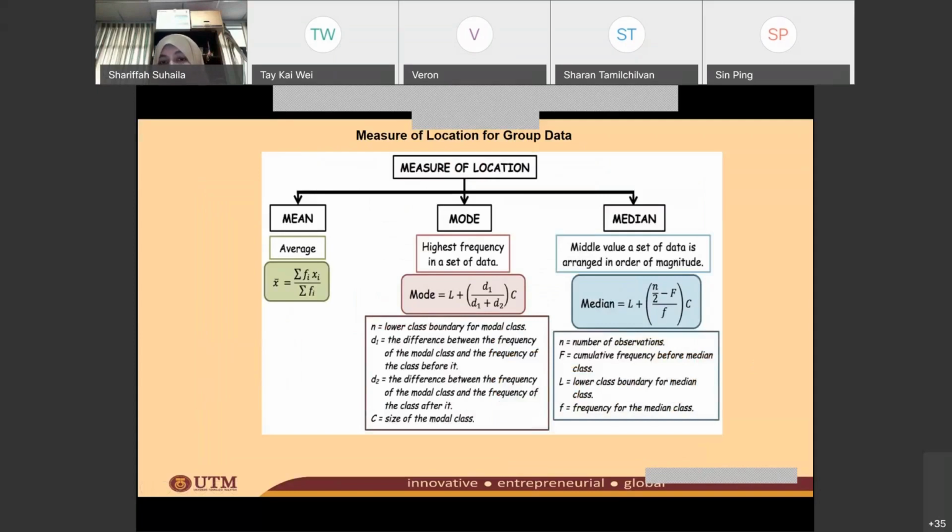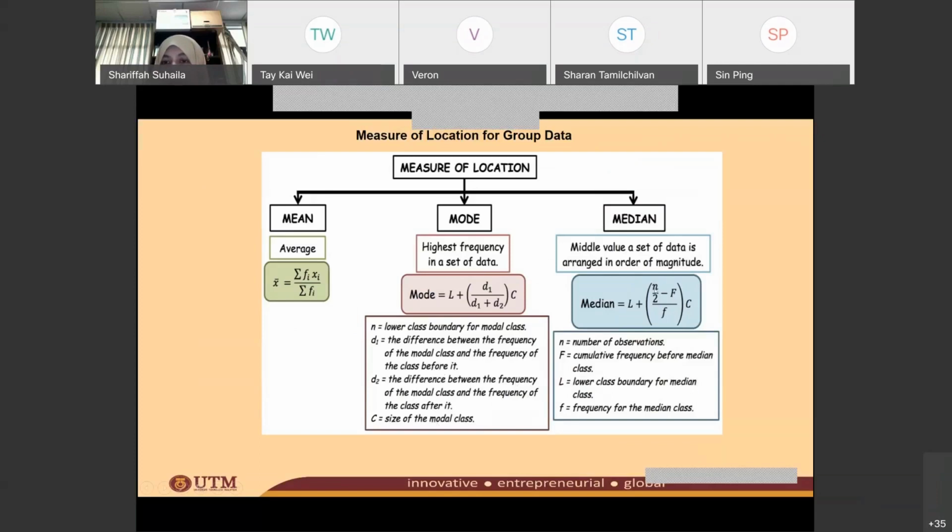Now the formula for grouped data. Here we use D1. Last time I used lambda, but it's the same thing. D1 is the difference between the frequency of the modal class and the frequency of the class before it. D2 is the difference between the frequency of the modal class and the frequency of the class after it. C remains constant, which is the size of your modal class.